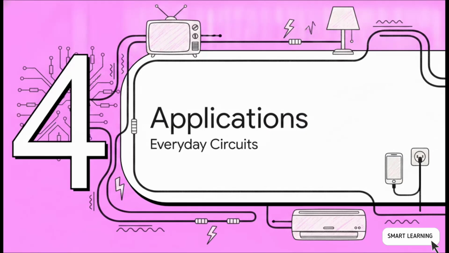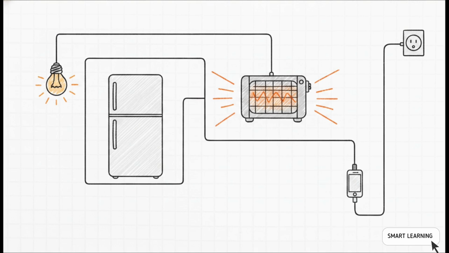Section 4. Everyday circuit applications. Now, we aren't just doing physics theory here. These concepts, Ohm's law, resistance, series and parallel circuits, are literally the governing rules for everything you use on a daily basis. Your household wiring? It's all done in parallel. That is exactly why you can turn off the kitchen light without accidentally shutting off the refrigerator.